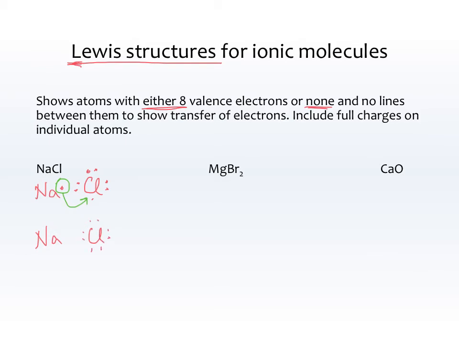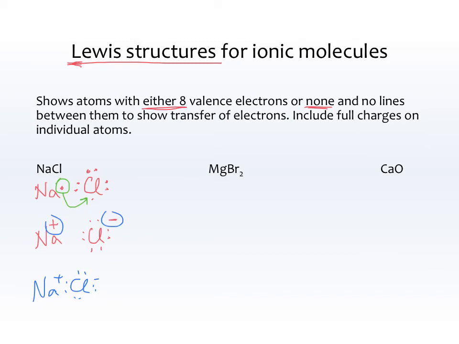8. But when sodium lost its 1 electron, it became Na positive, and when chlorine gained an electron, it became Cl negative. So now we see the Coulombic attractions between the positive ion and the negative ion. That's what keeps the ionic compound together. The positive and negative charges attract, opposites attract. So we have essentially Na plus, Cl minus, and those two atoms are not connected at all.